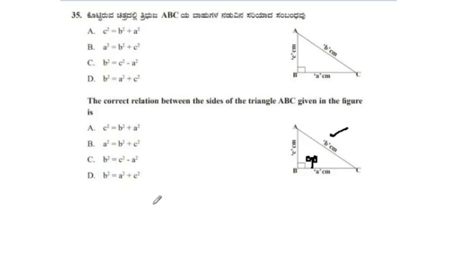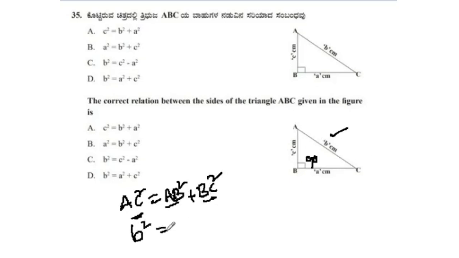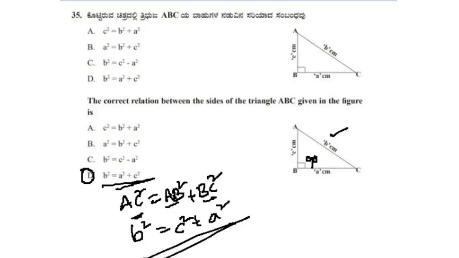Pythagoras theorem says AC square is equal to AB square plus BC square. The square of the hypotenuse is equal to the sum of the squares of the other two sides. So here the hypotenuse is given as b, so b square. AB side is given as c, so c square, and BC is given as a, so a square. So b square is equal to c square plus a square, or b square is equal to a square plus c square. Anything is the same. So the correct option for this question is D.